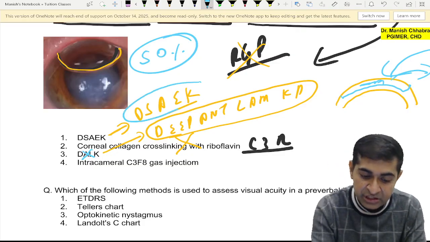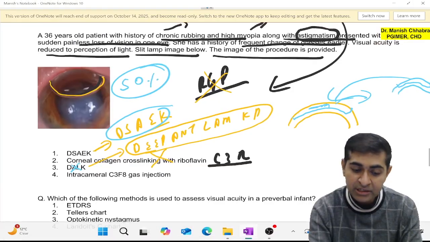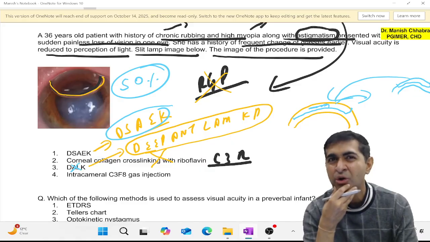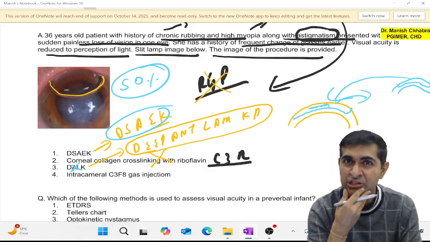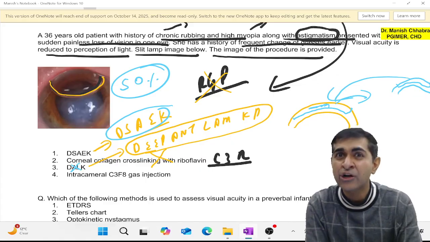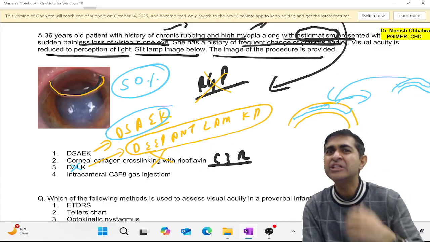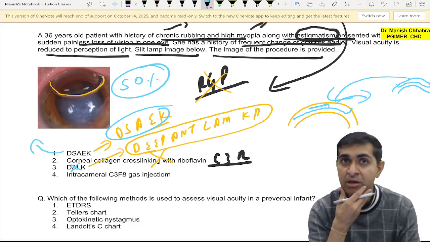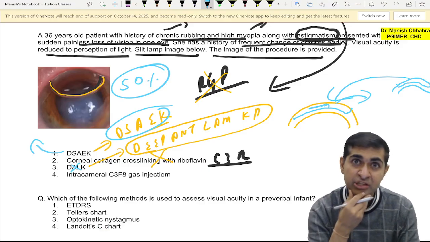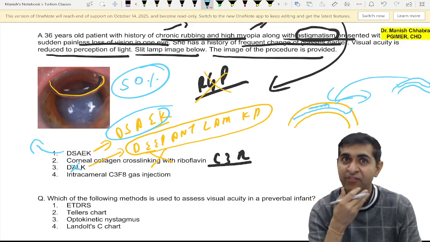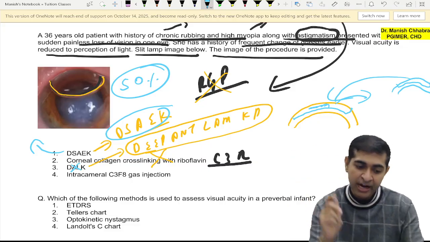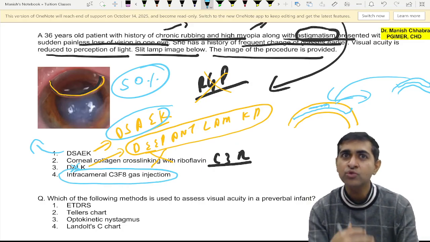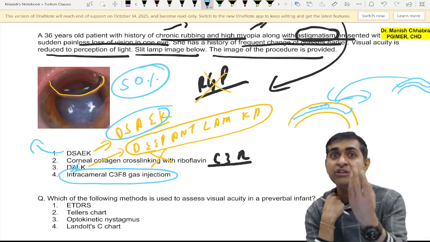Now what is DSAEK? Descemet stripping automated endothelial keratoplasty. Now you tell me why you would go for it. What is the indication of keratoplasty in this case? Of course, you will go for Descemet stripping automated endothelial keratoplasty if there is any endothelial defect, right? So this is one. Let's keep it as standby. What is the use of intracameral C3F8 gas injection? Why would you give any gas? Why would you leave any gas bubble?